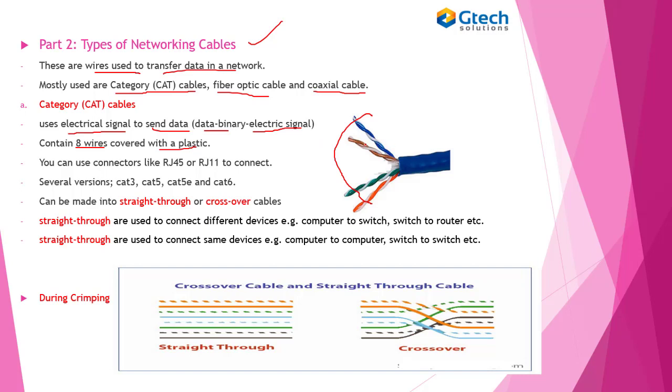When we want to connect these CAT cables, we can use connectors like RJ45 or RJ11. Currently people are using RJ45, and we use it to connect our computers. RJ11 is an old technology. Few people use it, but it's still in use.